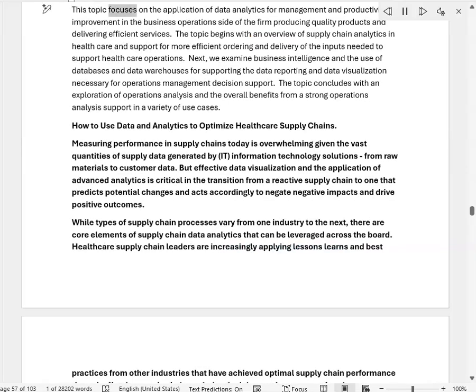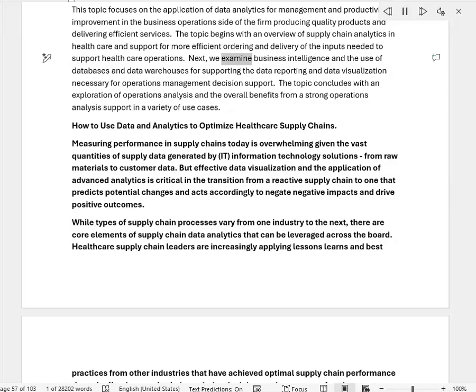This topic focuses on the application of data analytics for management and productivity improvement in the business operations side of the firm, producing quality products and delivering efficient services. The topic begins with an overview of supply chain analytics in healthcare and support for more efficient ordering and delivery of the inputs needed to support healthcare operations.